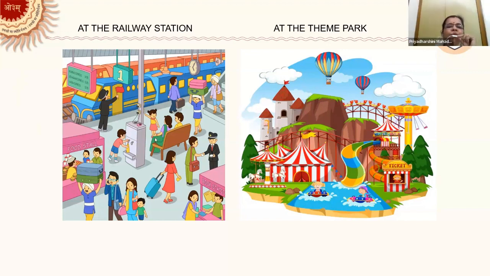So the child will be able to make a lot of sentences when a picture is given like this. Now at the theme park again. Can you give a few sentences about this theme park? This theme park is very beautiful and colorful. There are many water games. Water rides are there, yes.